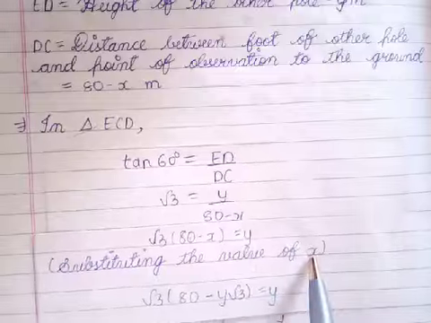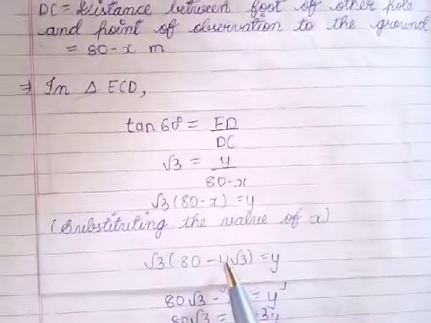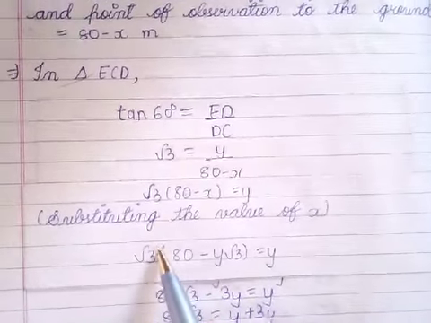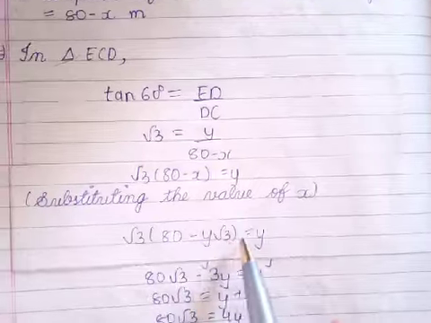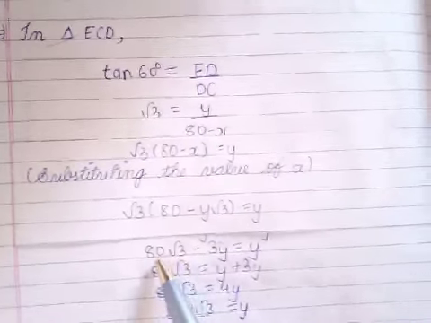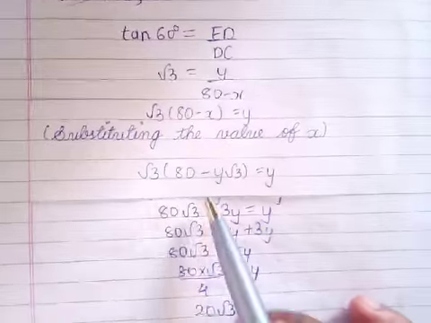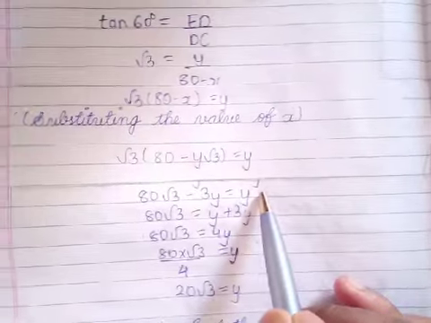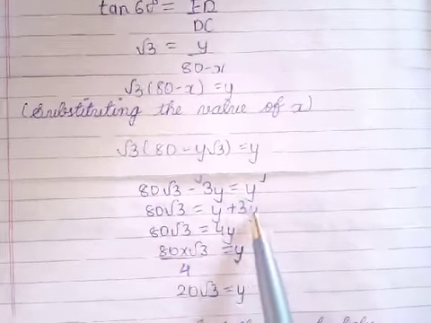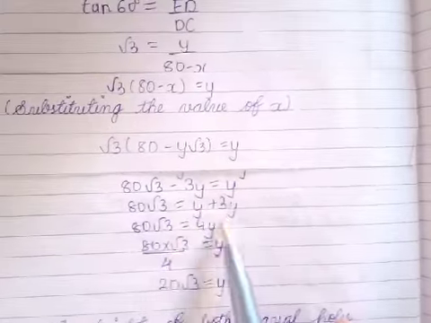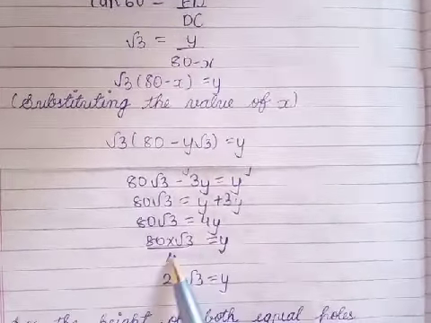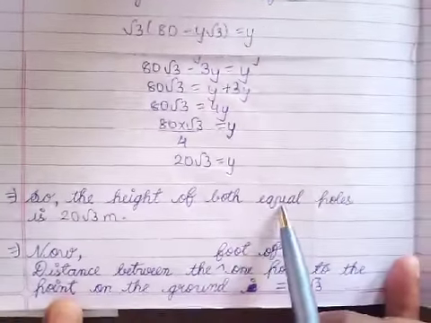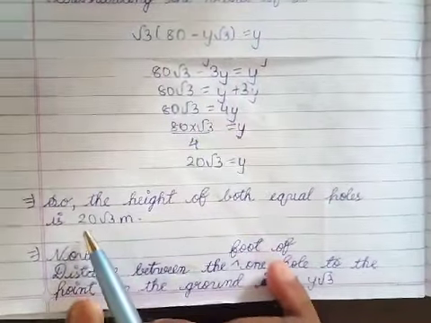Substituting the value of x here, we got x as y root 3. So root 3 into (80 minus y root 3) is equal to y. If we multiply inside, 80 root 3 minus root 3 into root 3, which is 3y, is equal to y. The minus goes to the other side and becomes plus. So 80 root 3 is equal to y plus 3y, which is 4y. So 80 root 3 is equal to 4y. If you divide, you will get 20 root 3. So the height of both equal poles is 20 root 3 meters.